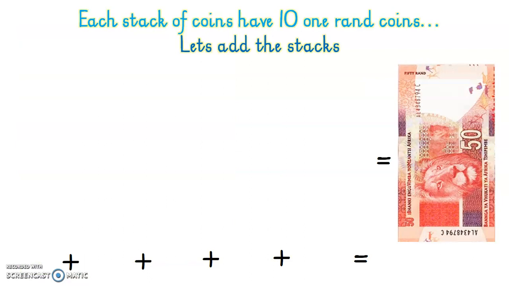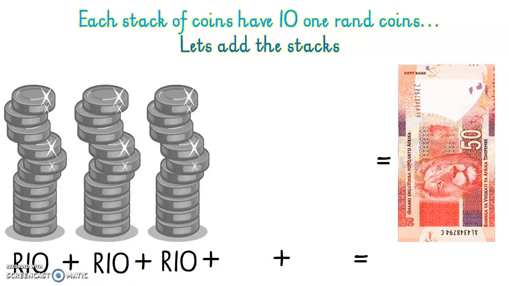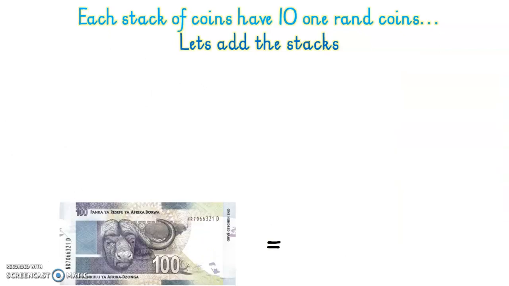Each stack of coins has 10 1 rands in it. Let's count in tens. 10 rand plus 10 rand plus 10 rand plus 10 rand plus 10 rand. That's 5. So it's 10, 20, 30, 40, 50. 50 coins make 50 rand.